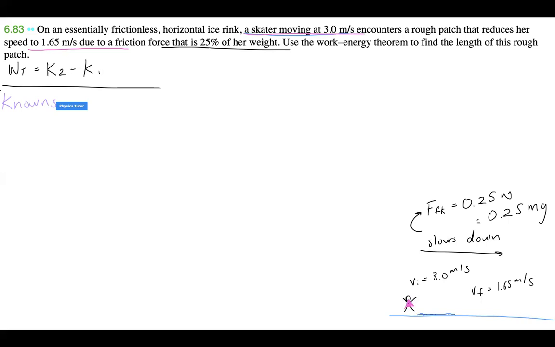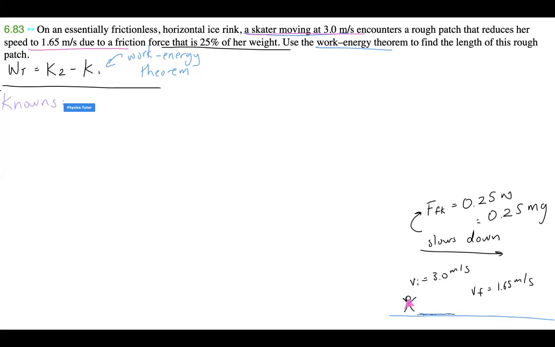And you know what? I'm just going to annotate this right over here. I'm just going to make it known that this is the work energy theorem. All right, so we have our knowns.